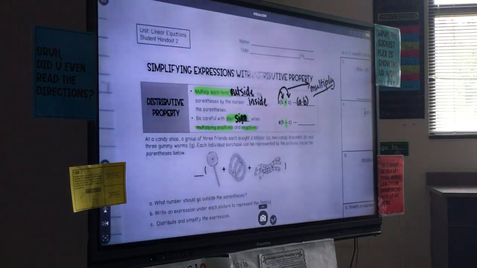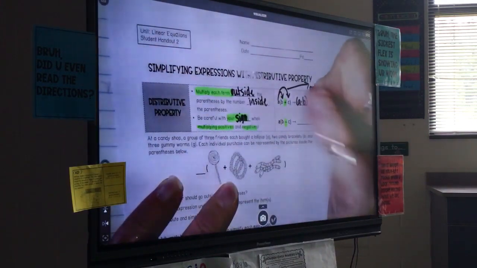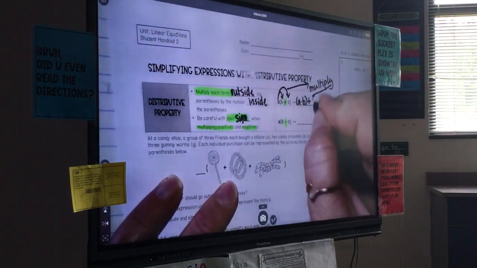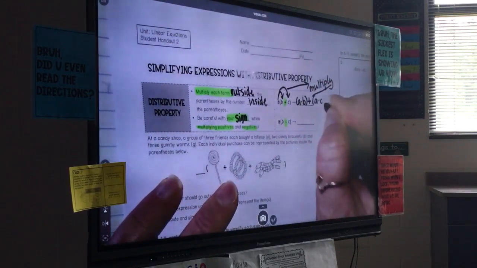Am I adding or subtracting? And how do you know? How do you know I'm going to add or how do you know I'm going to subtract? Jeffrey? Right, because there's an addition sign in the middle. Inside your parentheses, there's an addition sign. So I'm going to put a plus. And then for the next one, I'm going to do A times C.